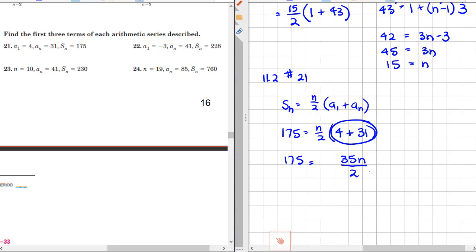To get n by itself, I need to multiply by the reciprocal. Remember that? And if I do that to both sides, I did the same thing to both sides, which you're always allowed to do. 35 over 35 is 1, 2 over 2 is 1, n is by itself. I think 35 goes into 175 5 times. 5 times 2 is 10. If this number ever came out to be a decimal or a fraction, you've screwed up, because the number of terms has to be a pure number, right?